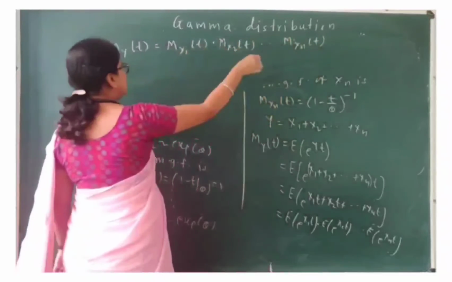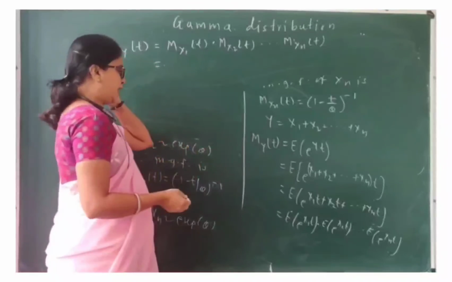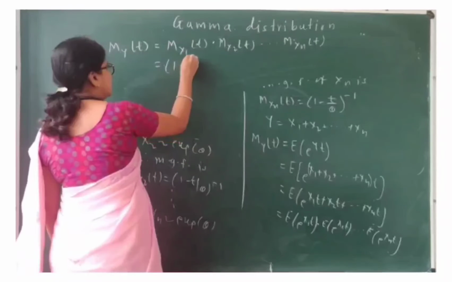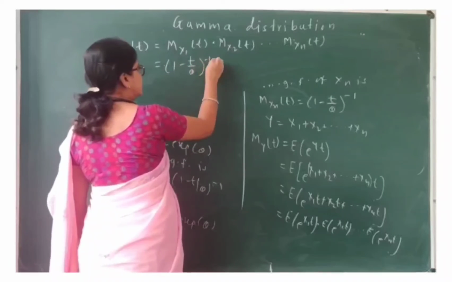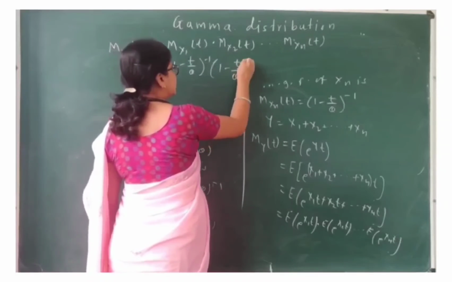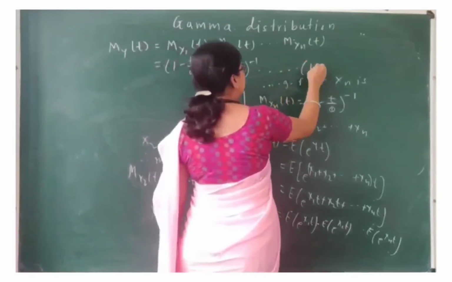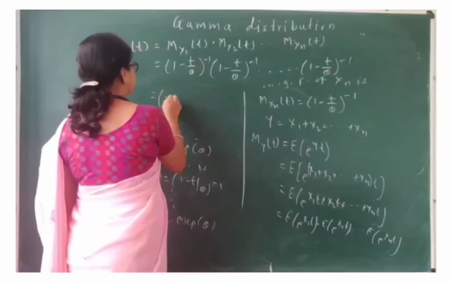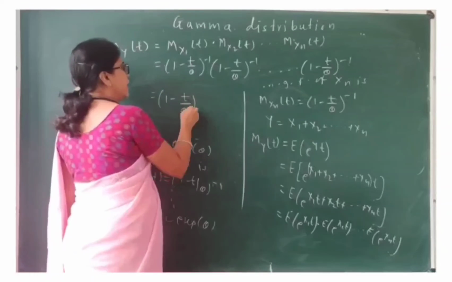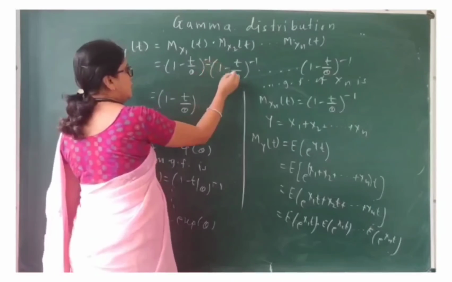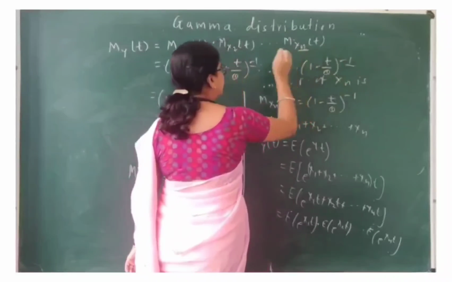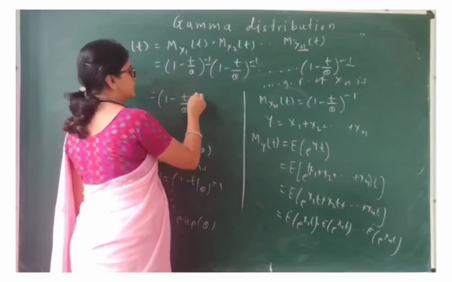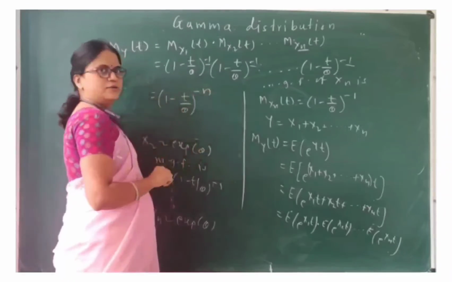But all the values of M_Xi(t) are the same, and it is 1 minus t by theta raised to minus n. So 1 minus t by theta raised to minus 1, 1 minus t by theta raised to minus 1, so on up to 1 minus t by theta raised to minus 1. Since this portion is the same, I add the powers, and since there are n terms, we add minus 1 so on up to minus 1. It is minus n. Okay, fine.